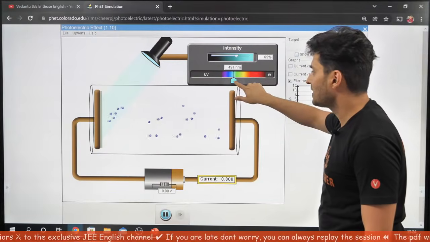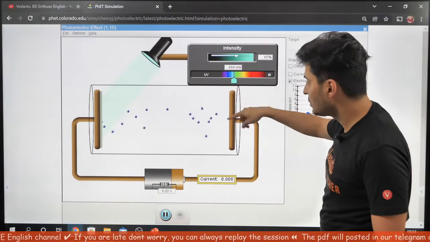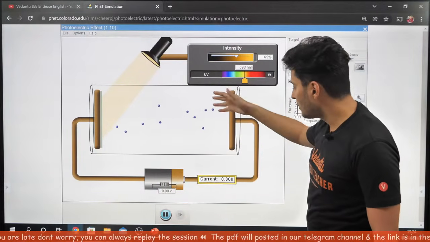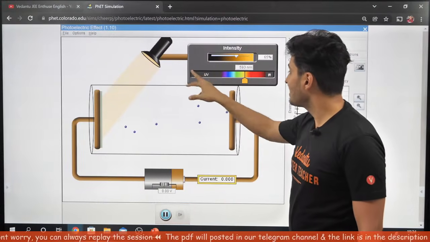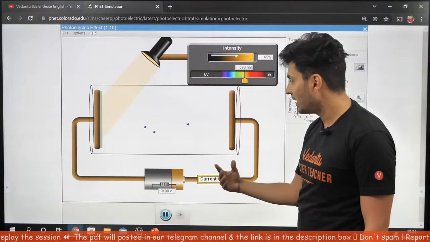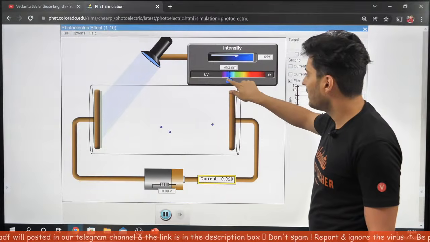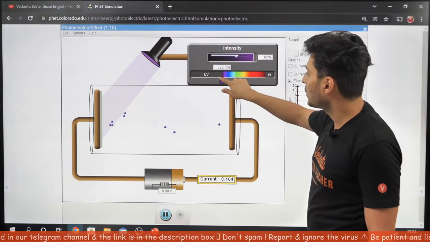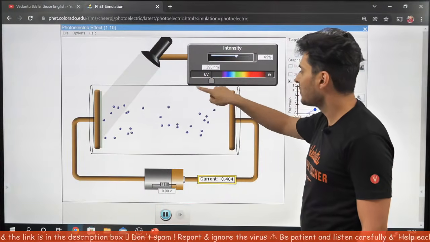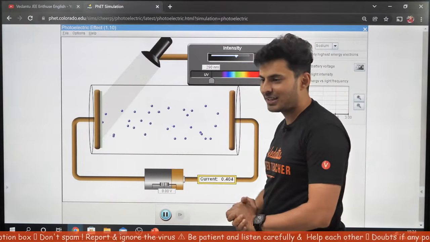From violet, I'll change the color to blue. Okay, oh, there is no current now. Maybe, look at this. There is no current now. These electrons were ejected a long time back previously by the violet color. There is no ejection of electrons anymore. The photocurrent has dropped to 0. Interesting. So again, you can see only when I go to very high frequencies or short wavelength, I can see that the photoelectrons are ejected. It's crazy. Don't you see that?